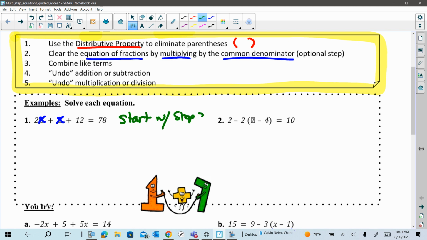which is combine like terms. Our like terms are these x's here. So I have a total of 3x. This is what you're gonna show us. That's next step. Plus 12 equals 78.